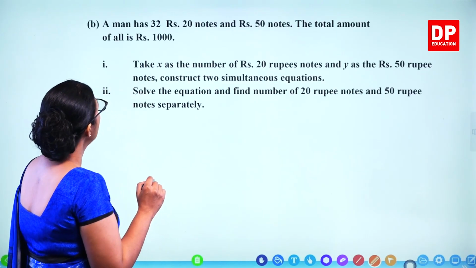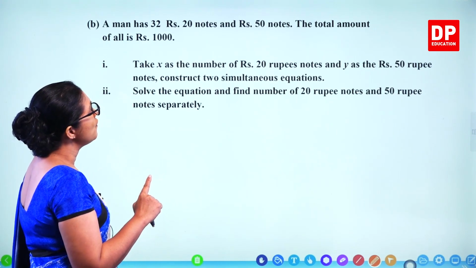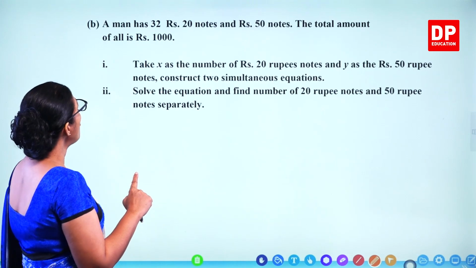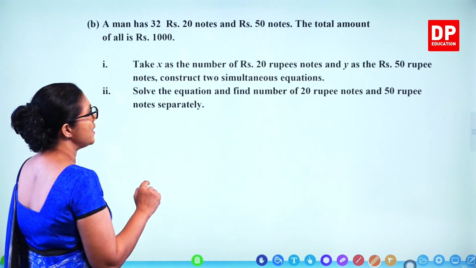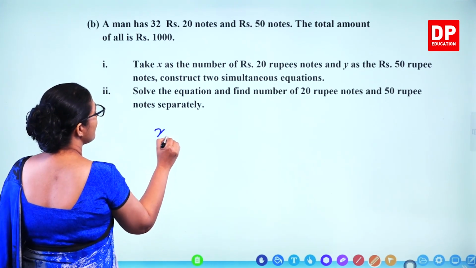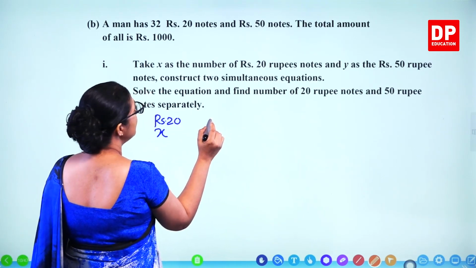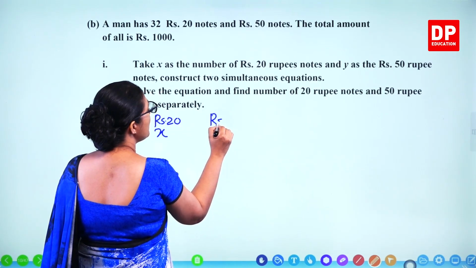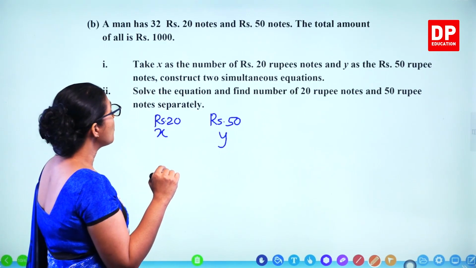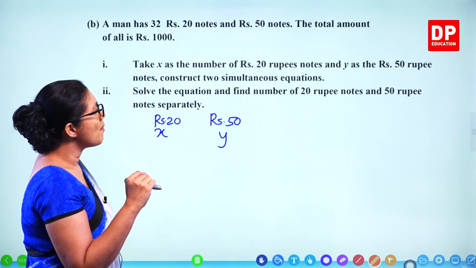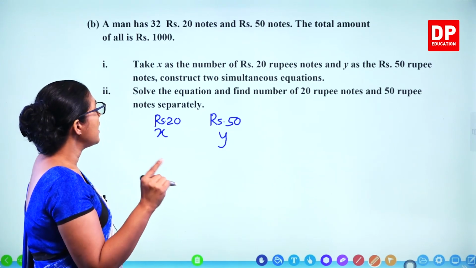Part B. A man has 32 20 rupee notes and 50 rupee notes. The total amount of all is 1000 rupees. Take x as the number of 20 rupee notes and y as the 50 rupee notes. Construct two simultaneous equations. Solve the equation and find number of 20 rupee notes and 50 rupee notes separately. So finding x and y.